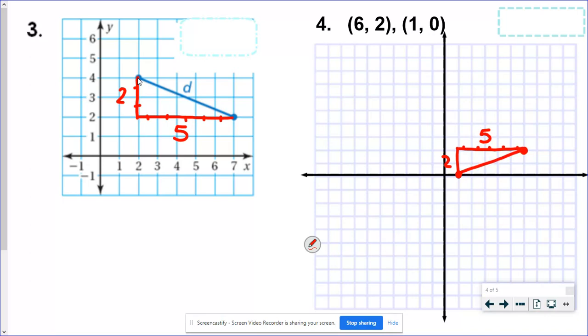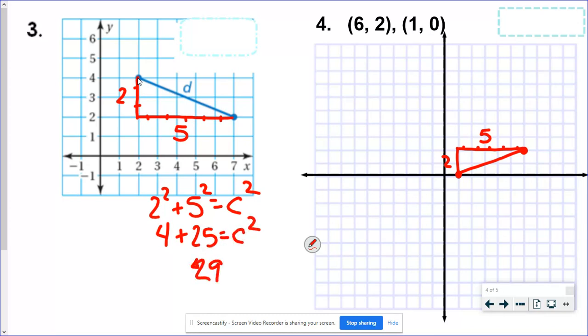So we don't need to do the same work twice, but both of these answers are going to be exactly the same. The points started in different locations, and we're still going to get the same distance because it's still that same ratio between those side lengths. So 2 squared plus 5 squared equals c squared. 4 plus 25, which is 29. I'm going to rewrite that because that's going to bother me that I messed up. 29 equals c squared, and then we'll do the square root of that.